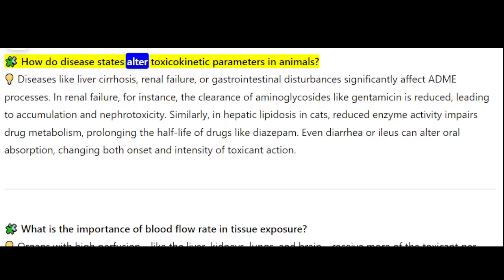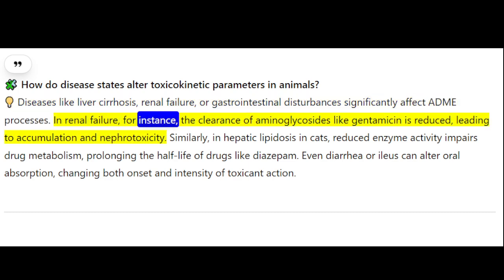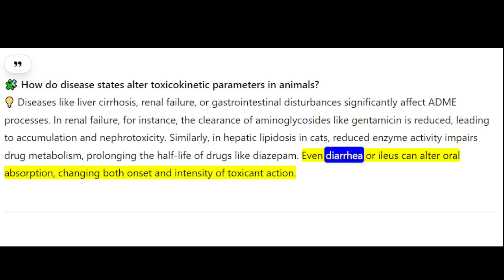How do disease states alter toxicokinetic parameters in animals? Diseases like liver cirrhosis, renal failure, or gastrointestinal disturbances significantly affect ADM processes. In renal failure, for instance, the clearance of aminoglycosides like gentamicin is reduced, leading to accumulation and nephrotoxicity. Similarly, in hepatic lipidosis in cats, reduced enzyme activity impairs drug metabolism, prolonging the half-life of drugs like diazepam. Even diarrhea or ileus can alter oral absorption, changing both onset and intensity of toxicant action.